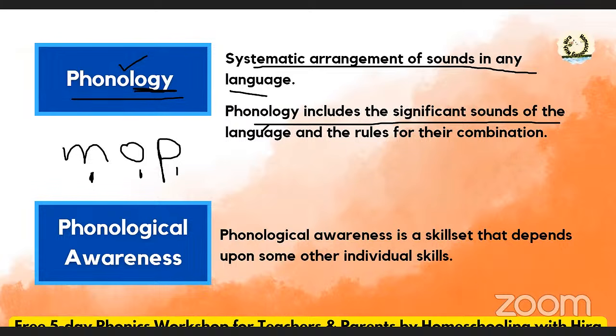So how they are arranged, how to make their combination. For example, how to combine them. For example, the combination is TCH. In English, there is a rule that we cannot begin a word with TCH.